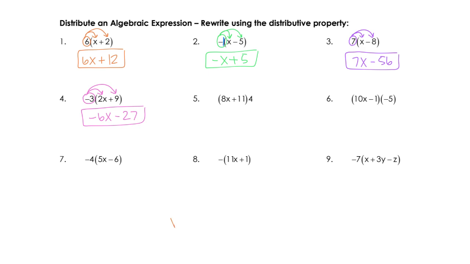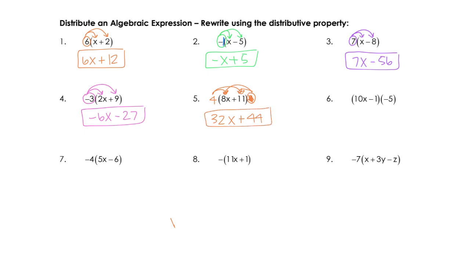On number 5, we have this 4. It's on the back side though. Some people like to completely get rid of it and move it back out to the front so that it looks like the ones that we've been doing the whole time. I don't personally care where you have the 4 as long as you remember that it does get distributed. So whether you distribute it from the front or if this 4 was still here, it still, no matter what, gets distributed to both terms on the inside. So 4 times 8x would give us 32. 4 times 8 is 32. X still goes with it. And then 4 times 11 would give us plus 44.